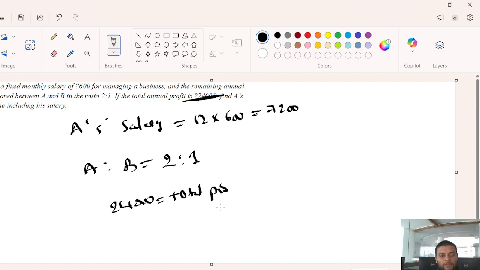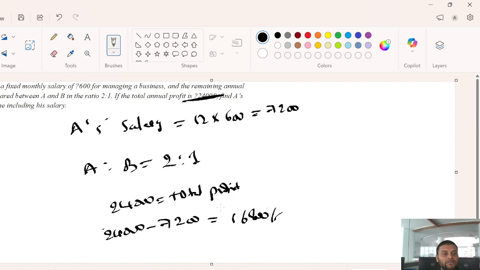From the total profit, if we remove A's salary, that is 24,000 minus 7,200, then you are going to have 16,800. This is the remaining amount.